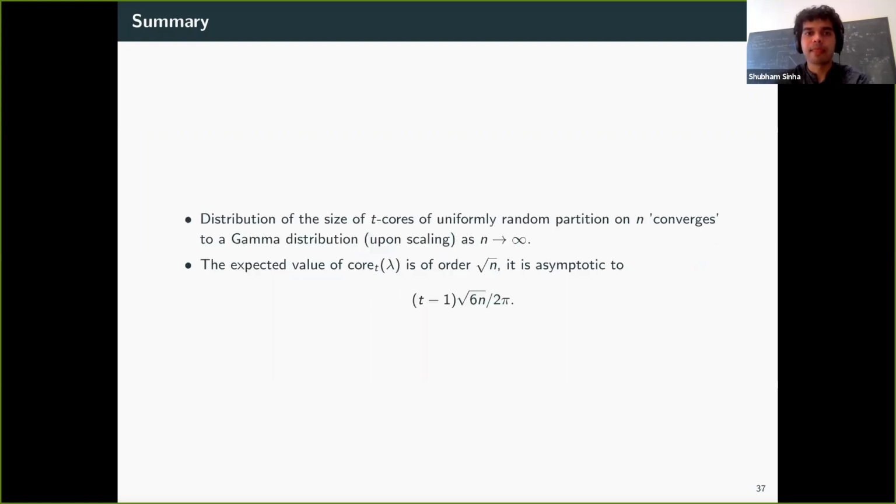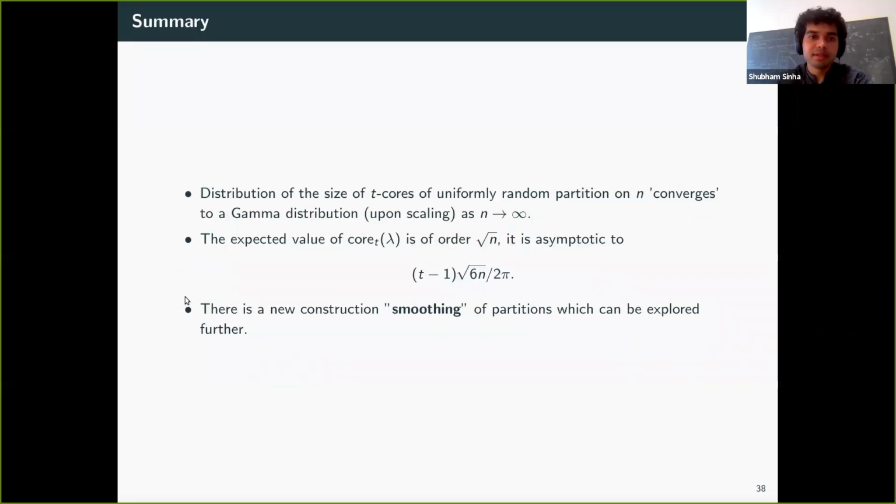The second point we noted was that the expected size of a random t-core, like for any uniformly random lambda, the size of the t-core grows as square root n in expectation. Thirdly, and this is what I spent most of the talk on, is describing this new construction called the B-smoothing, and also the action of the permutation group, which has potential to be explored much further.